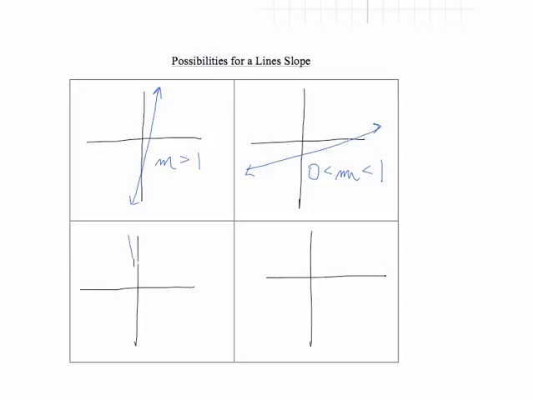Or if your slope is decreasing and steep, then that would mean your m is less than -1. Your slope is very negative, so it's going down at a fast rate. Or if it's decreasing and kind of flat, your slope is between -1 and 0. And that's it for this section on slope.